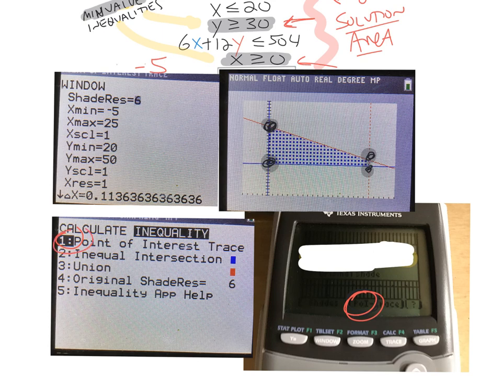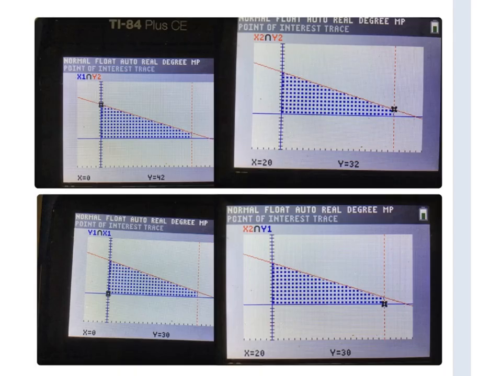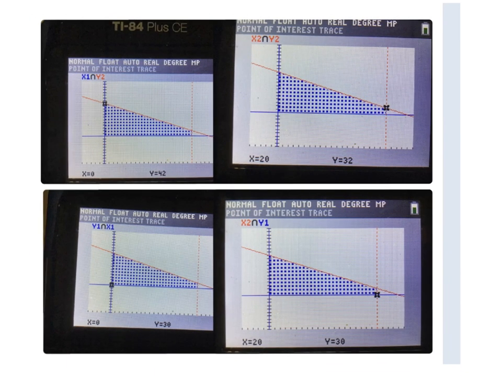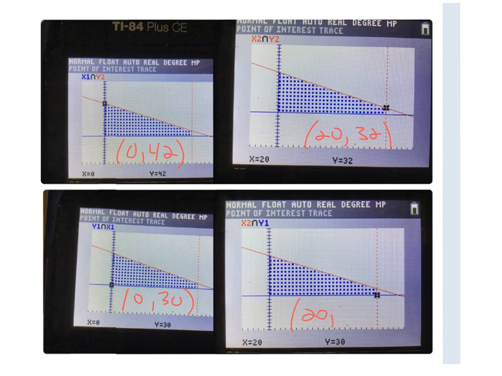Now, using the point of interest, or the POI version of the calculator, you want to go about finding the vertices, the corners of that solution area, because those are going to be your potential X and Y values for your answers. So here are the 4 vertices of the solution area: (0, 42), (20, 32), (0, 30), and (20, 30).